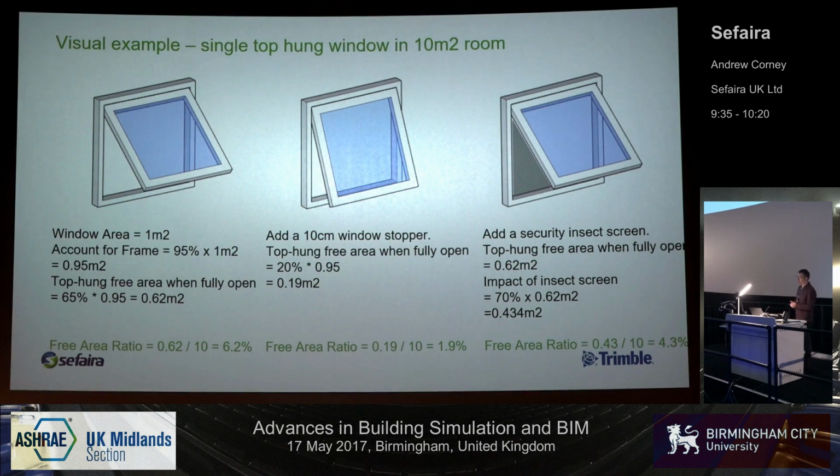For example, the same window might have different free area outcomes depending on how it's designed. So a 1 by 1 metre area with a huge big top hung window that can open all the way out might have quite a high free area because the free area obstruction of the window is fairly small. But if you said that it had a window stopper that was 10 centimetres, that prevented it from being fully opened, and then if you had an insect screen that added on top of it, then those things would affect the free area of the window. And then if you had a 10 square metre room, that would affect the free area ratio and the free area provided to that room.